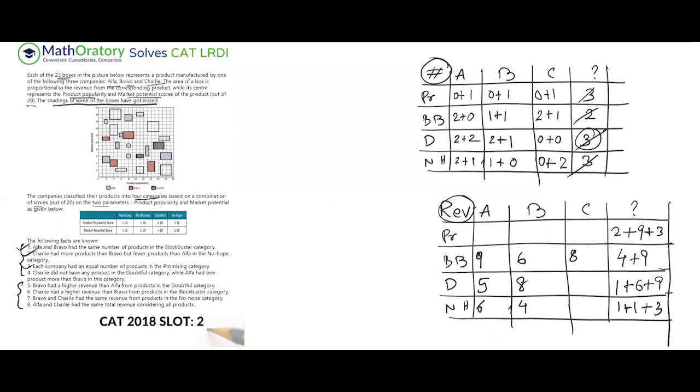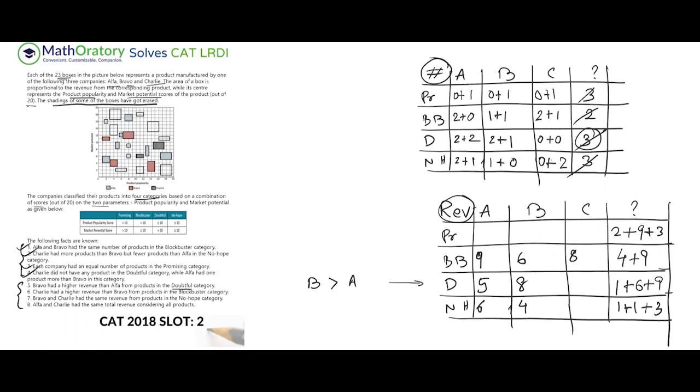So now let us look at the revenue one. So 1, 2, 3, 4 all are done. So now let us look at the revenue ones. 5th point, Bravo had a higher revenue than Alpha from products in the doubtful category. So in the doubtful category, Bravo needs to have more than Alpha.